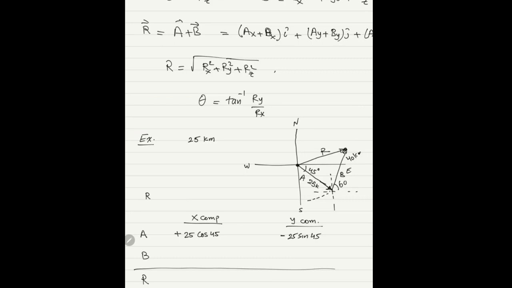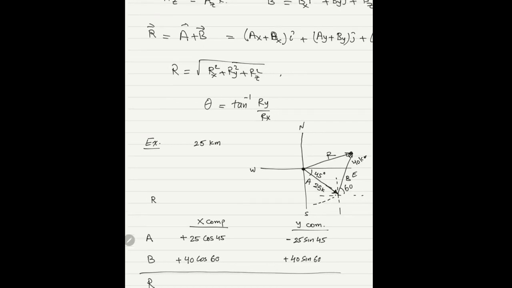Now we need to analyze vector B. The x component for vector B is equal to 40 cosine 60. Again, the head of the arrow goes in the positive direction, and the y component is 40 sine 60, and again the head of the arrow goes in the positive direction. Doing the math, we find this one is equal to 17.7, and the y component of A is again 17.7 with the negative sign, and this one is equal to 20 kilometers, and this one equal to 34.6 kilometers.